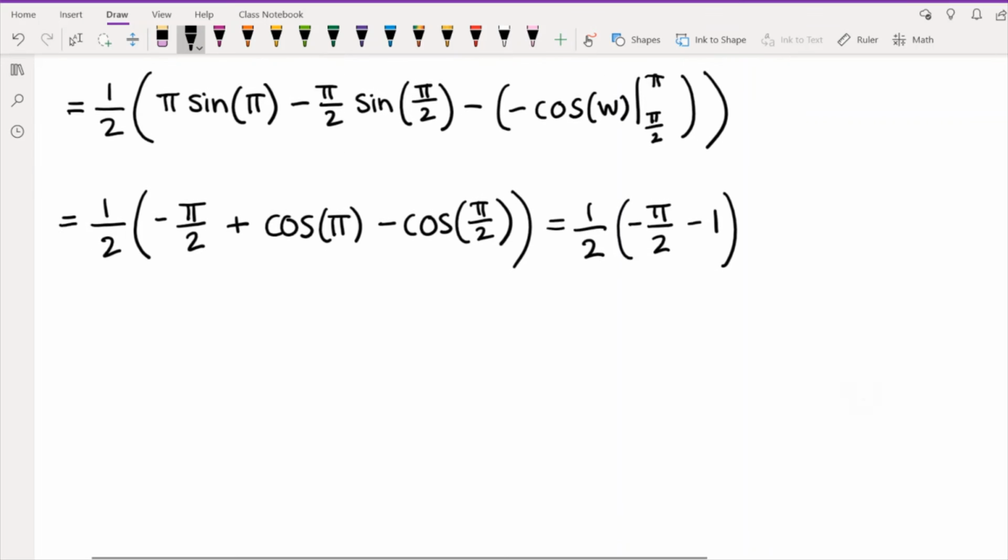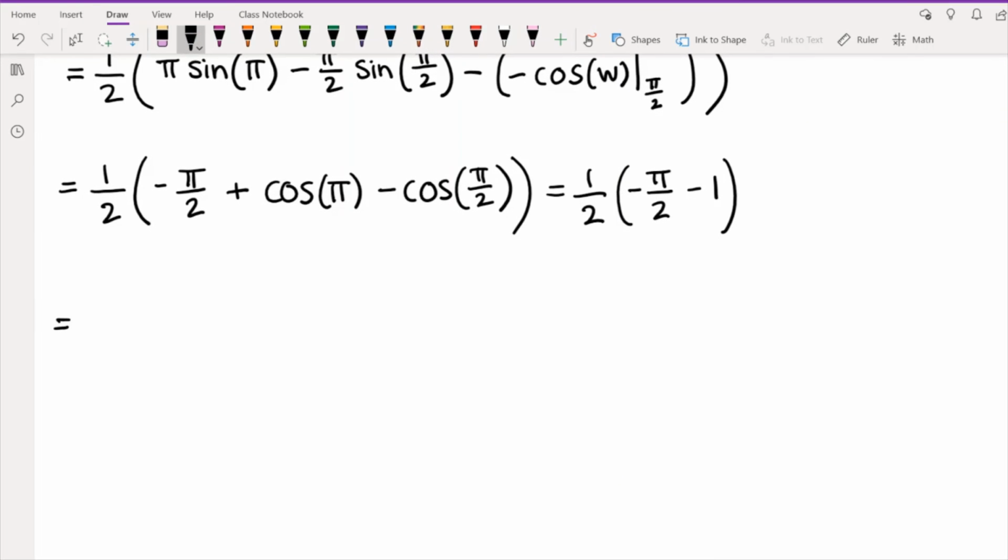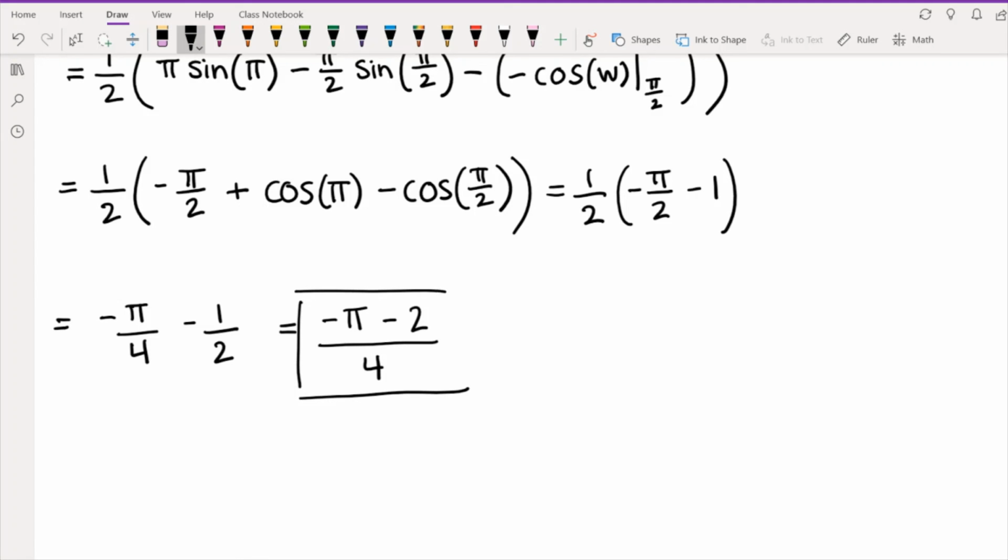And so what are we left with? There's a few different ways we could write this. So maybe let's start by multiplying in that 1/2. So we'd get negative pi over 4 minus 1/2. And then if we wanted to make a common denominator, we could write this as negative pi minus 2 all over 4. And that's it.